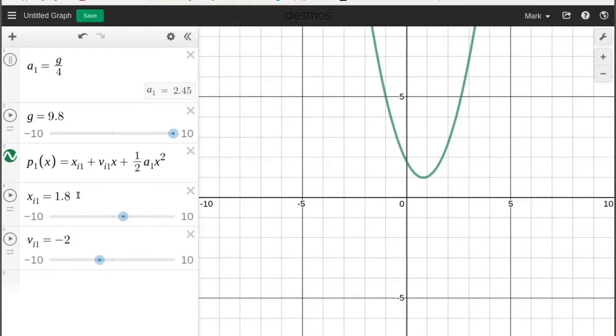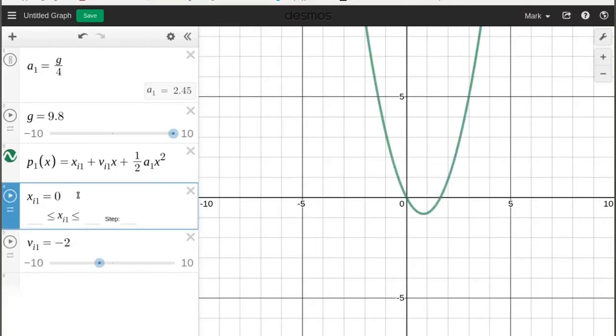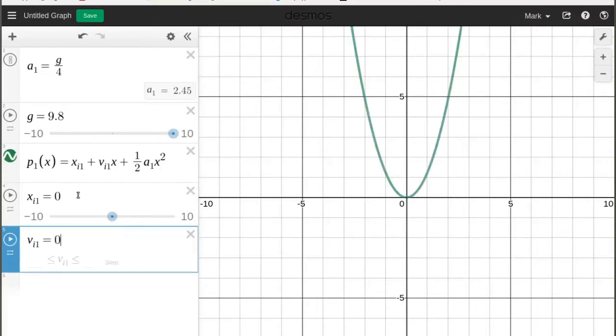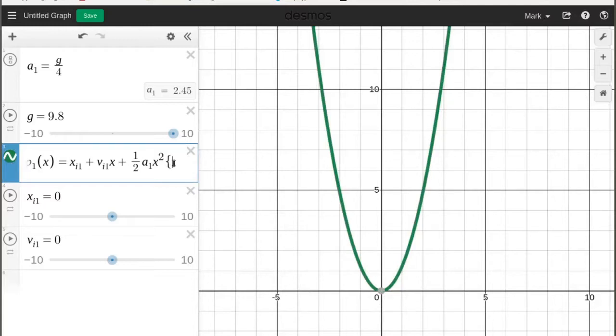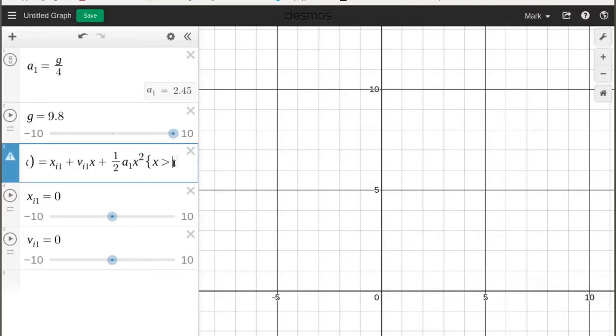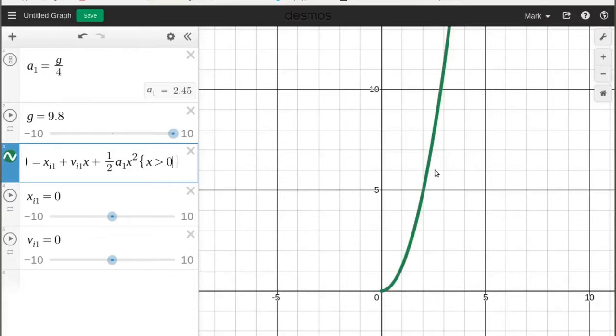All right, but for this problem, the balloon is accelerating from the ground, so I can set the initial position to 0, and I can set the initial velocity to 0 too. Cool. So this function is describing the position of the balloon at later moments of time, given the acceleration and the initial velocity and position. This negative part of the graph doesn't really make sense, because the balloon didn't start earlier and go down and then come back up again. It started on the ground and only went up. So I'm going to restrict this to only be positive values of x. I want x bigger than 0. Cool. That's on the way up.